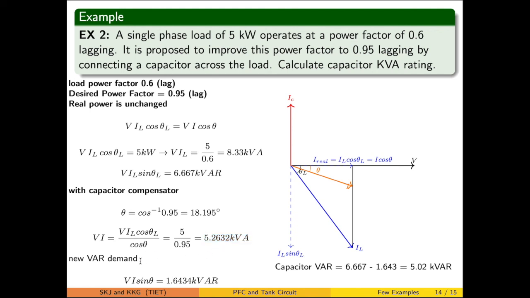Now, what will be the new VAR demanded? That will be VI sine of theta. So corresponding to this will be the new VAR demanded. The difference of the original value, VIL sine of theta L, minus the new VAR, which is 1.643, will be the rating of the compensator likewise.